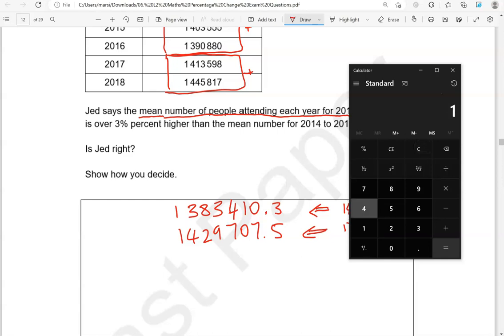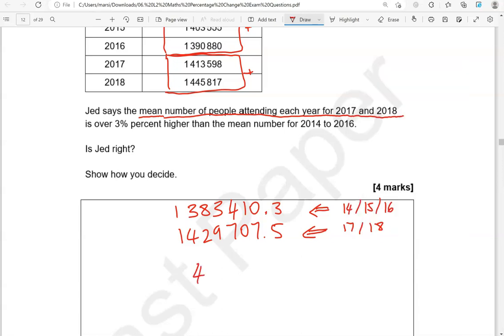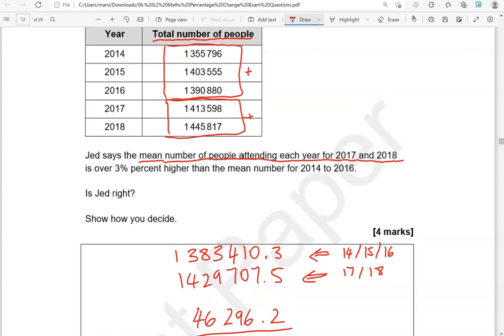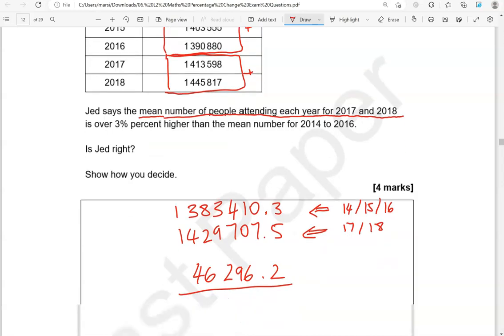So 1,429,707.5 take away 1,383,410.3 gives us 46,297.2. So that's out of the original. Obviously 2014, 2015 and 2016 come before 2017 and 18, so we're going to use that number.